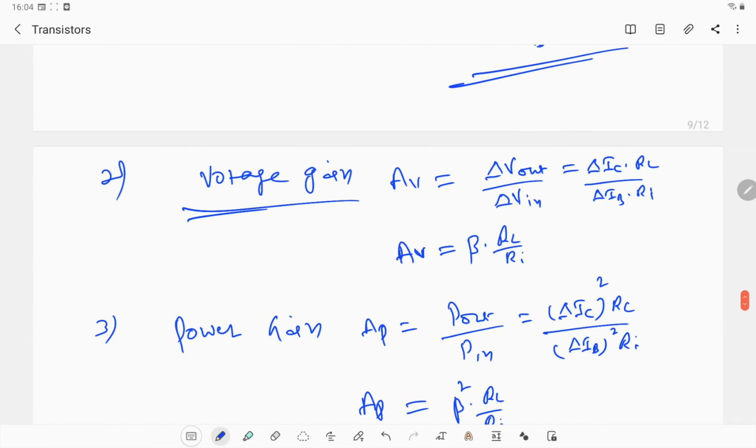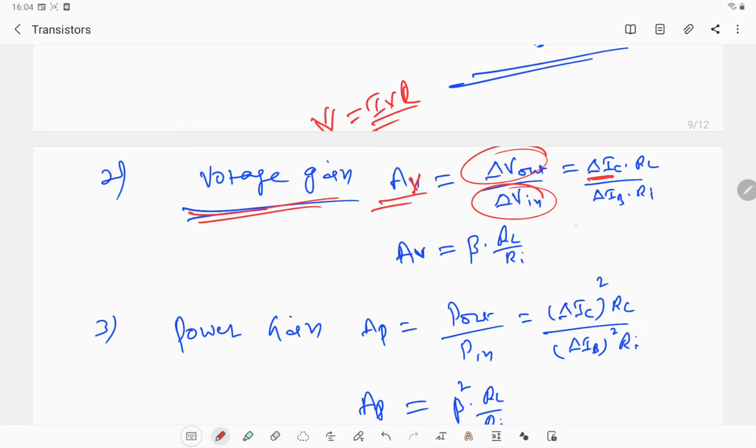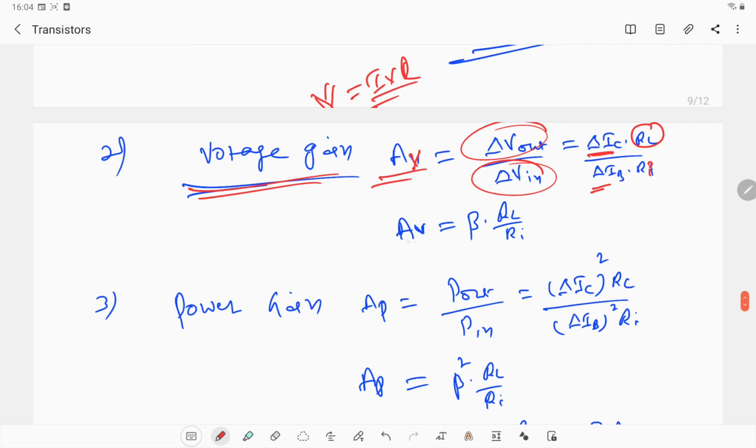And next one, voltage gain. Voltage gain is denoted as AV, which is output voltage by input voltage. Output potential by input potential is nothing but current into resistance. Therefore, in output, current is delta IC and output resistance is load resistance RL; in input, current is delta IB and this is RI, the input resistance. Therefore, AV is equal to delta IC by delta IB, which is nothing but beta, into RL by RI. Voltage gain AV is equal to beta into RL by RI.